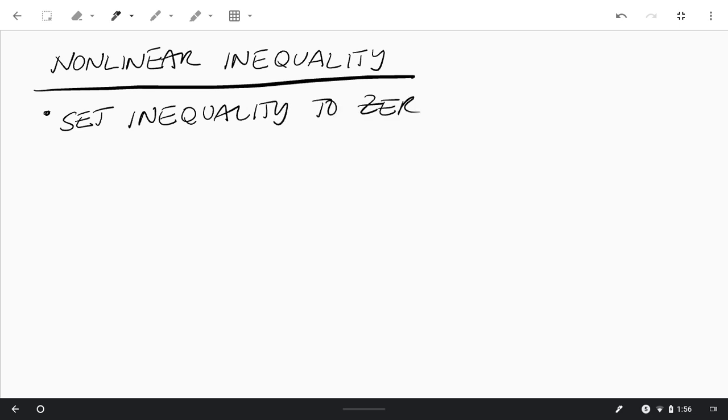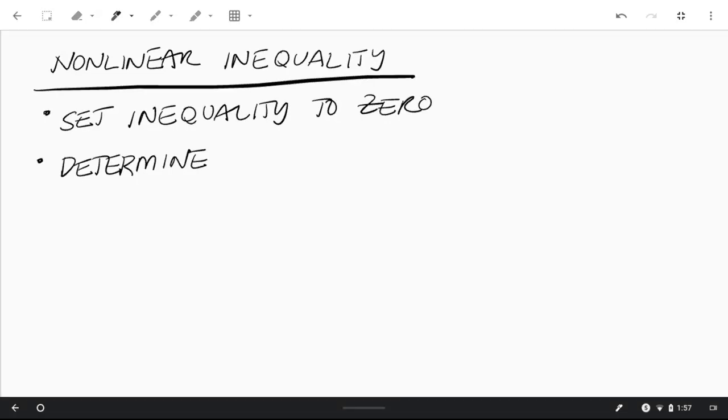And the reason why you want to do that is because you want to find what are going to be called critical numbers, and these critical numbers for the most part are where the inequality equals 0. So we set the inequality to 0, and we solve that equality to find these critical numbers. Okay, so the first thing you do, set your inequality to 0, and the second thing you do is determine critical numbers.